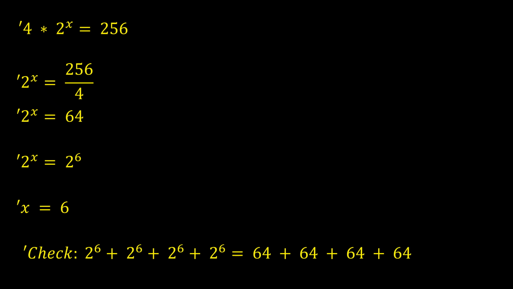Let's check our answer by substituting x equals 6 back into the original equation. This gives us 2 to the 6th, plus 2 to the 6th, plus 2 to the 6th, plus 2 to the 6th, which equals 64 plus 64 plus 64 plus 64. This simplifies to 256.